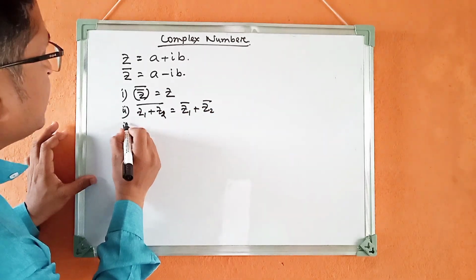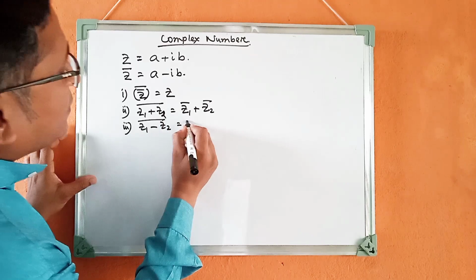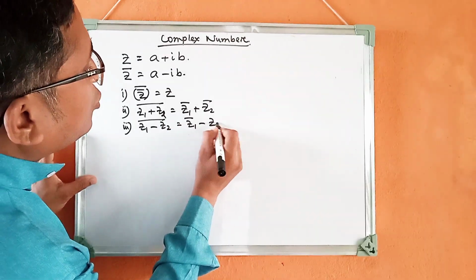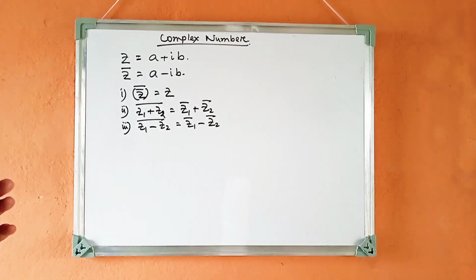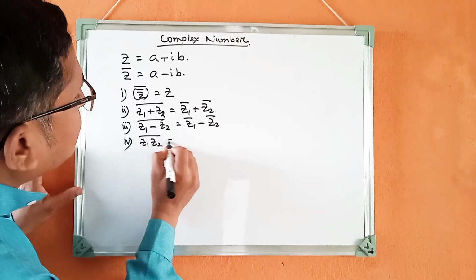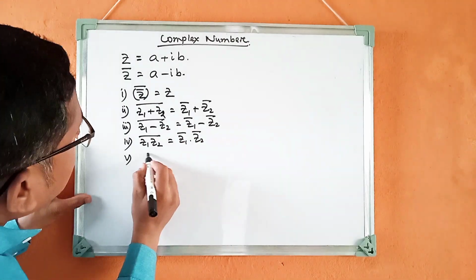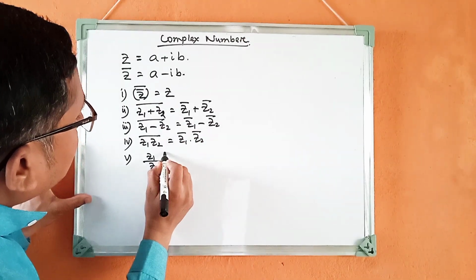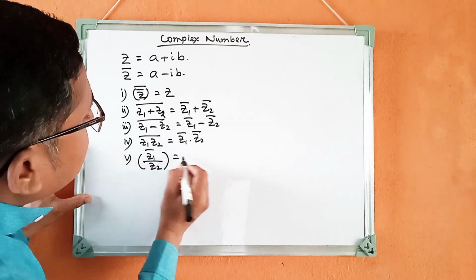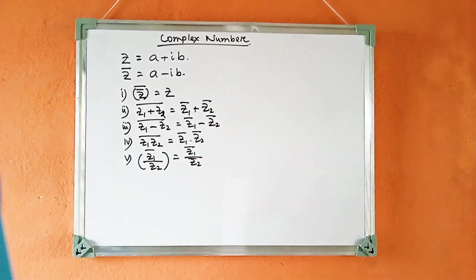Then number 3, Z1 minus Z2, bar. That means Z1 bar minus Z2 bar. Clear, everyone? Now another one is number 4. Z1 into Z2, bar. That is Z1 bar into Z2 bar. Another one, number 5. Z1 divided by Z2, then bar. That means Z1 bar divided by Z2 bar. Clear? These are the properties of the conjugate of a complex number. See carefully. Now come to some examples.